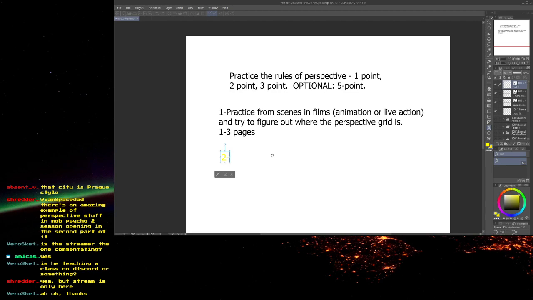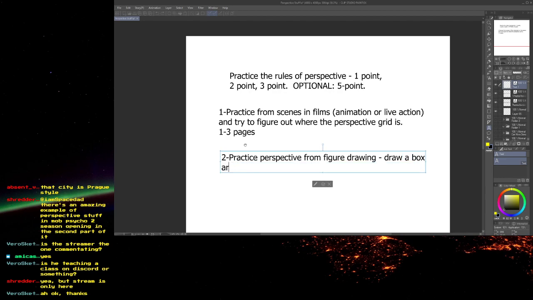Second homework is: practice perspective from figure drawing. Draw a box and try to fit the figure inside it, modifying the pose as you go.